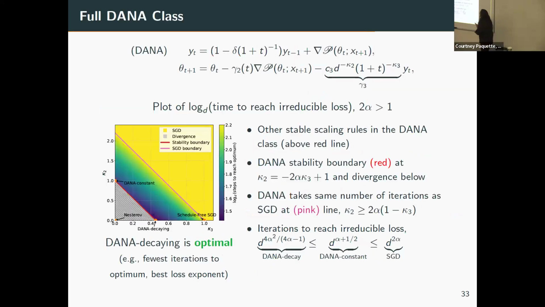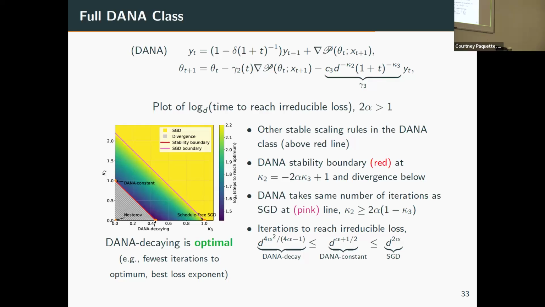I won't say anything, but basically I'm running out of time here. This is an example where you can choose any power of D, any power of T. All of these on this line get convergent algorithms. The optimal one is chosen here. If you use a constant schedule, that's exactly equivalent to my kappa 3 equal to 1. It will always produce SGD behavior. Dana decaying is up here.